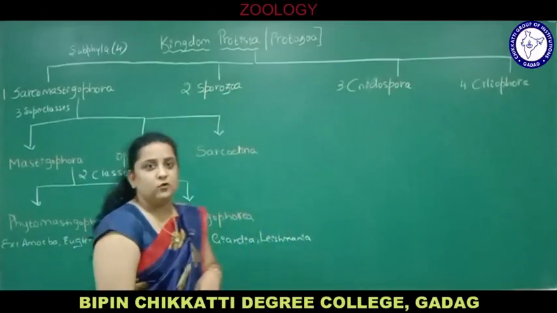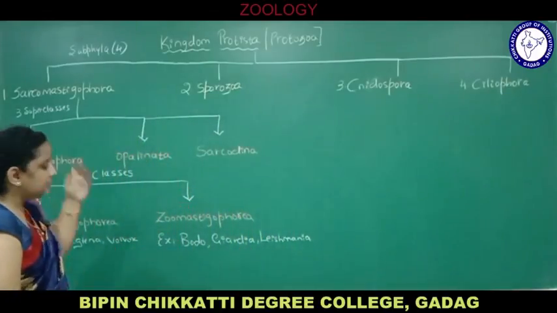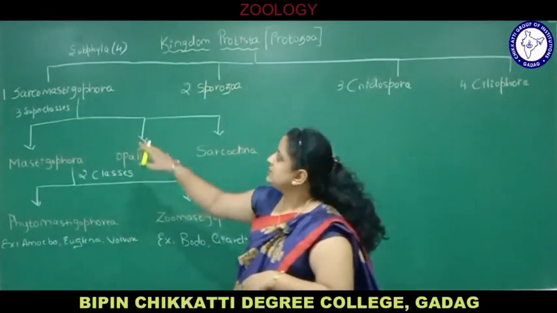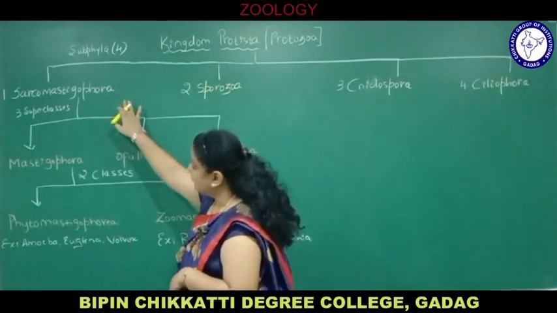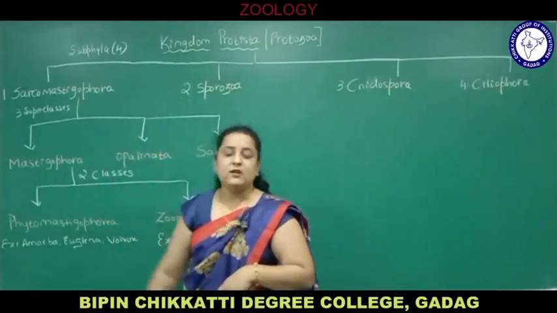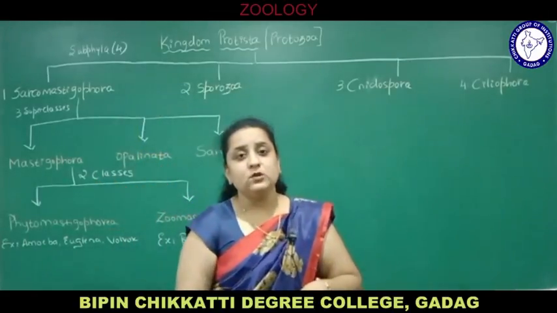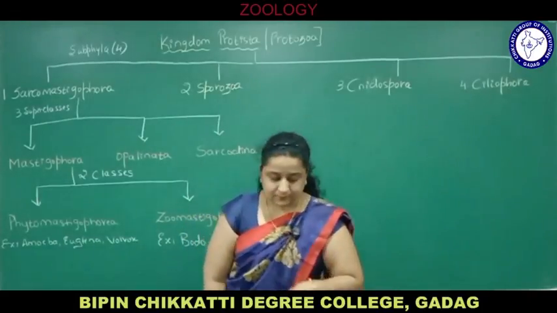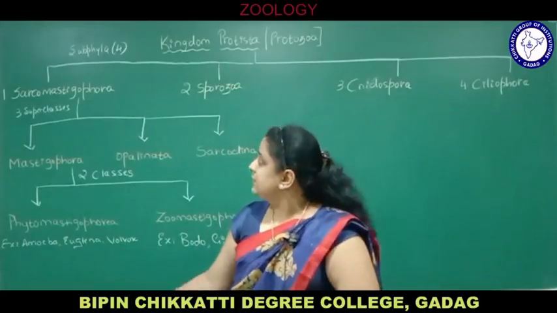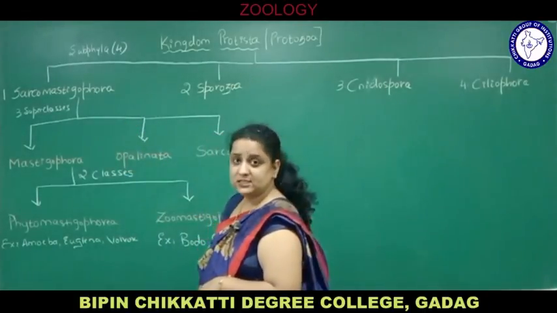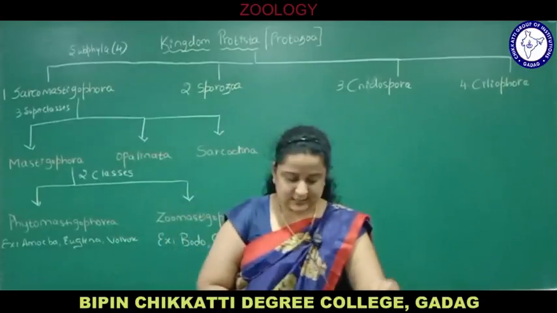This Sarcomastigophora, the locomotor organ here is either flagella or pseudopodia. The organisms belonging to this superclass or subphyla Sarcomastigophora, they locomote by flagella or pseudopodia. They reproduce by binary fission, multiple fission and sexually by syngamy.